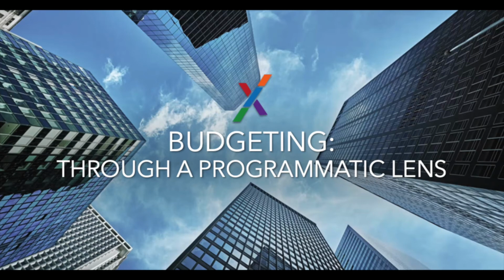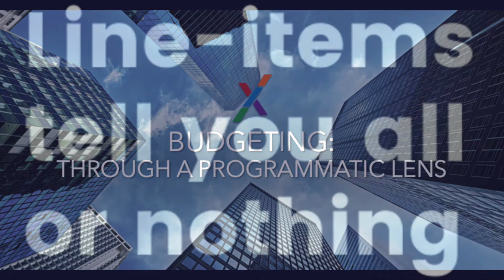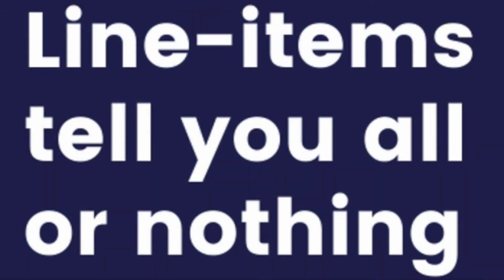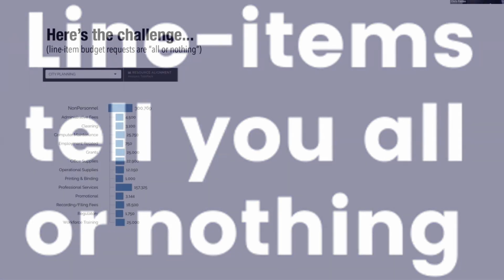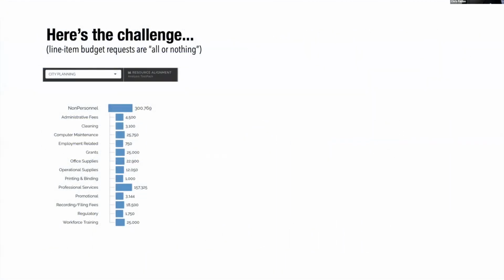For organizations who are just getting into it and trying to think through what it looks like to bring a programmatic lens, let's take a look at what budgeting generally looks like without programs. It looks like line items. Here's a city planning department, and if I broke out their line item budget on the non-personnel side, it might look something like this. It's 300 grand made up of cleaning and grants and printing and binding and so on.